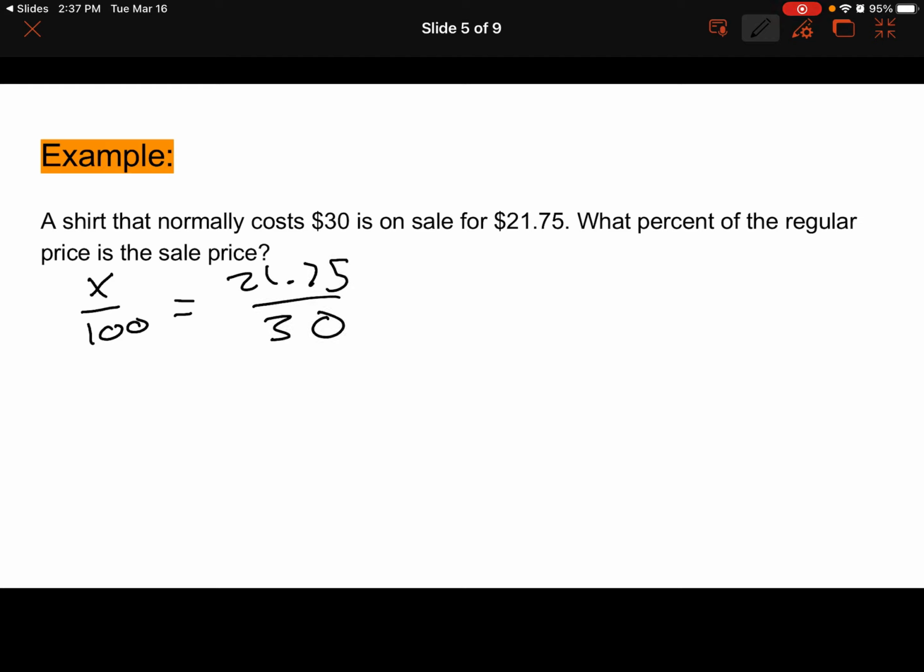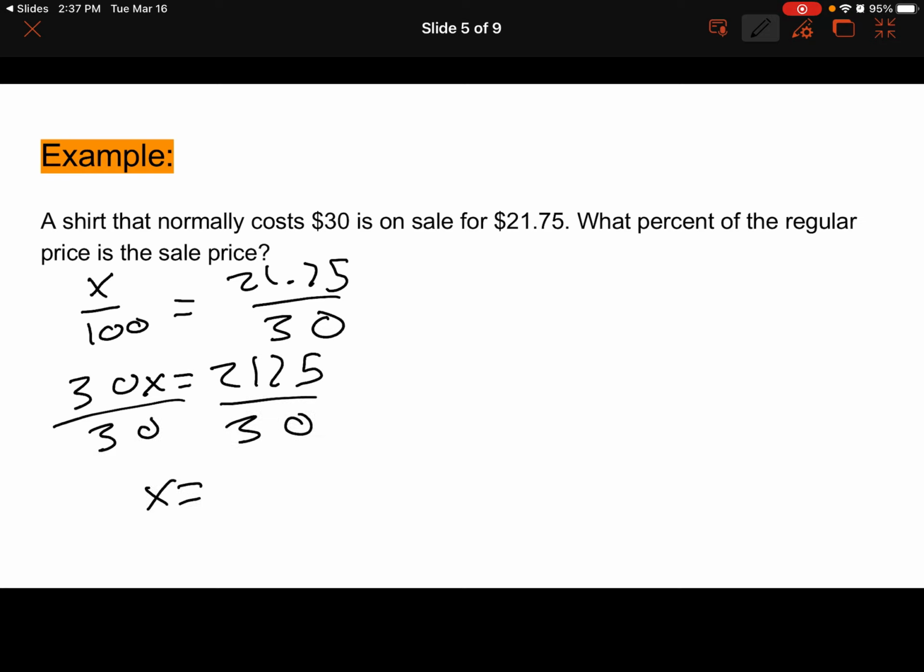So what do we need to do? We have 30x is equal to 100 times 21.75, which will give us 2175. Now divide both sides by 30, and we can get x is equal to 72.5.